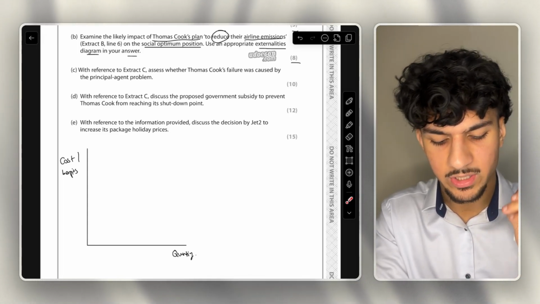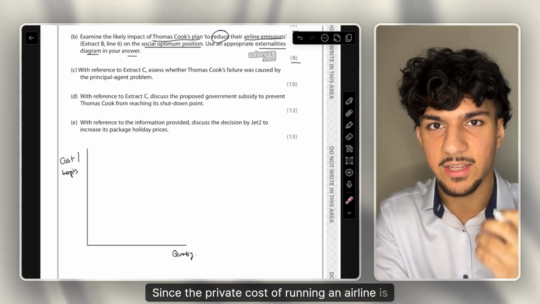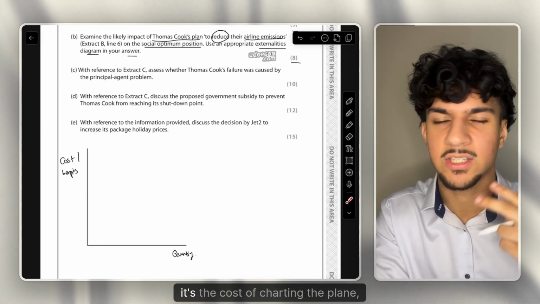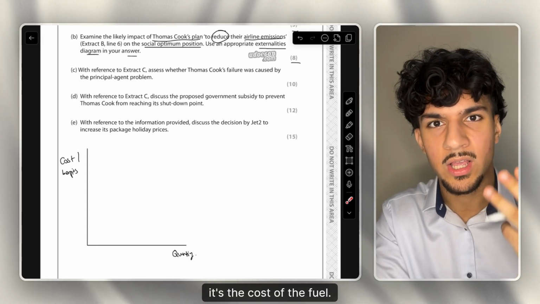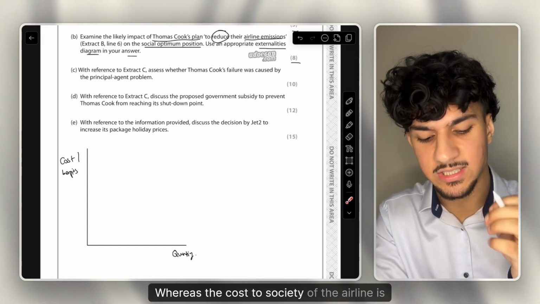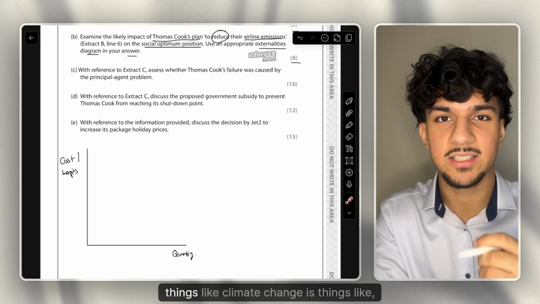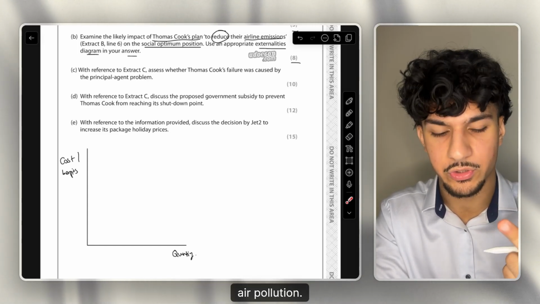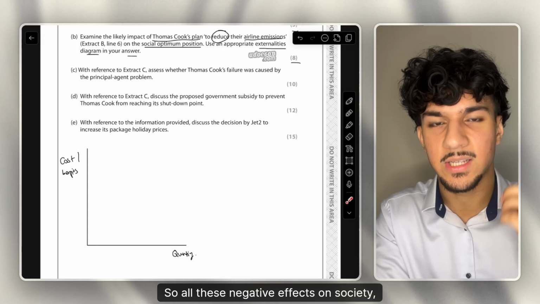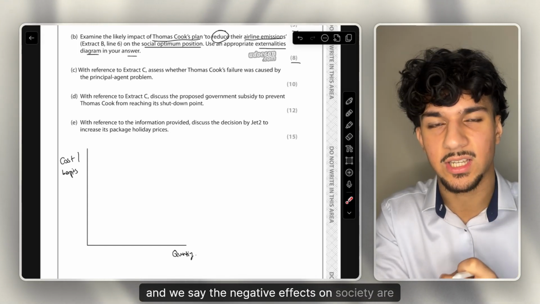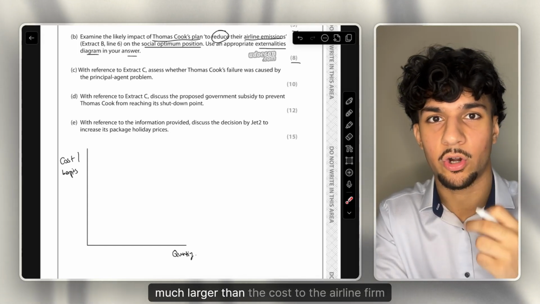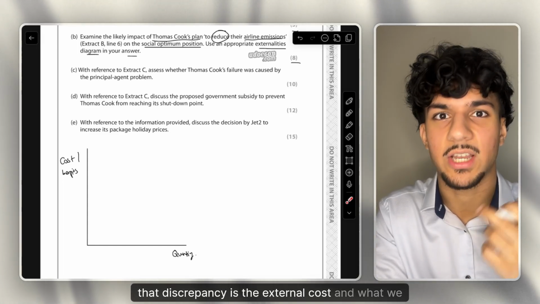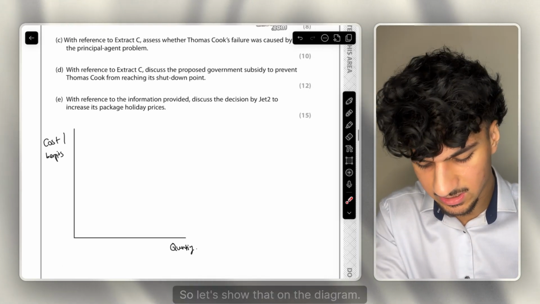And why is that? The private cost of running an airline is just a cost to the firm. For example, it's the cost of the pilot, the cost of chartering the plane, the cost of the fuel. Whereas the cost to society of the airline is things like climate change and air pollution. All these negative effects on society are much larger than the cost to the airline firm itself. Therefore, that discrepancy is the external cost, what we call negative externalities. So let's show that on the diagram.